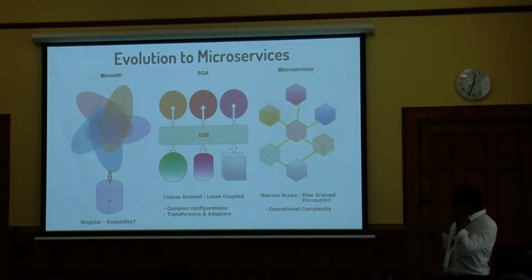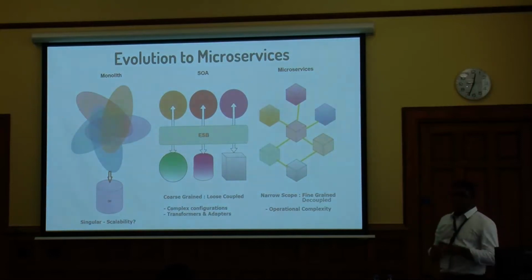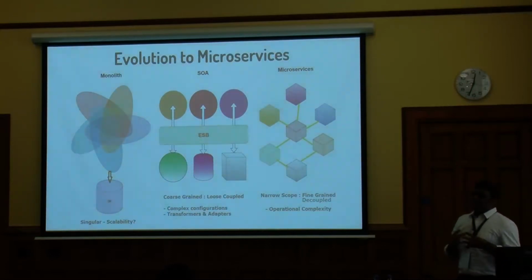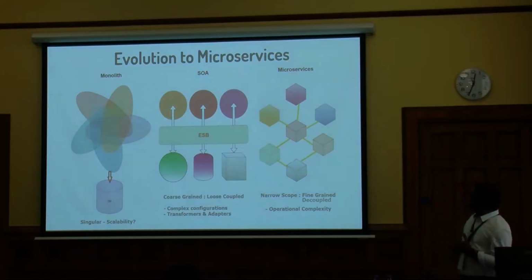Then moving on from there, we have microservices. It has a narrow scope. Here you extract everything into one small box. You construct a service which in itself has a very narrow scope. It does one thing and does it well. That's the concept of microservices. It's fine-grained and mostly decoupled, but it has its own disadvantages. Operational complexity is the major disadvantage, and many other things which you will see in due course.